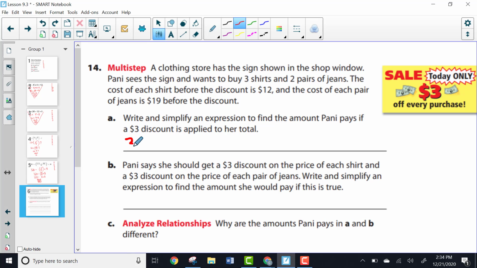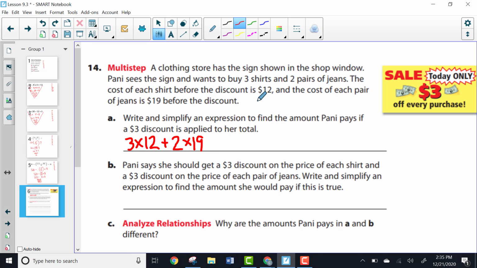So we're going to write 3 pairs of shirts times, I guess it wouldn't be pairs of shirts, just 3 shirts times $12. Okay, and then 2 pairs of jeans. So we're going to add the 2 pairs of jeans. I guess you can buy a pair of jeans, but not a pair of shirts, times $19. Okay, where am I getting my 19? Because each pair of jeans costs $19.